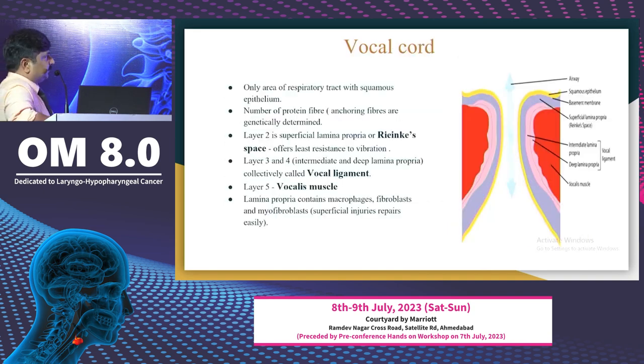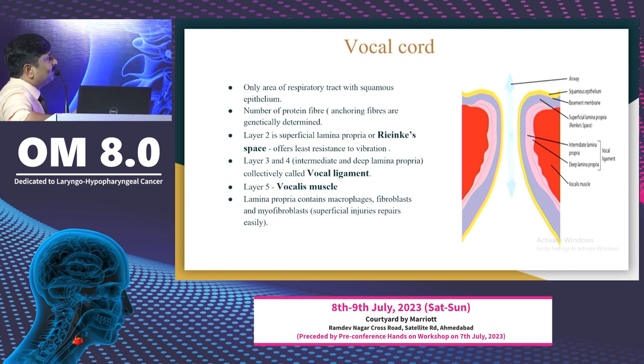Now, vocal cords. This is the structure of the vocal cord. Here is the epithelium, which is squamous type. Then comes the basement membrane. The basement membrane has anchoring fibers, and the number of anchoring fibers is genetically determined. They are inversely proportional to the chances of developing vocal nodule.